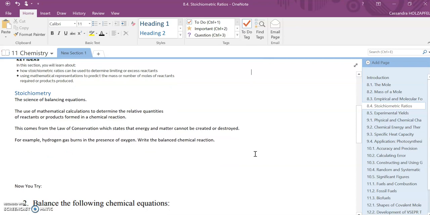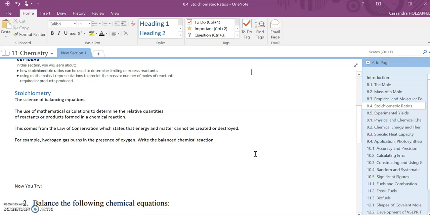So really simply, stoichiometry is just the science of balancing equations. Your textbooks define stoichiometry as the use of mathematical calculations to determine the relative quantities of reactants or products formed in a chemical reaction. That's pretty complicated. That's why I just like calling it the science of balancing equations. I actually really like the word stoichiometry too. It's just a really fun word to say.